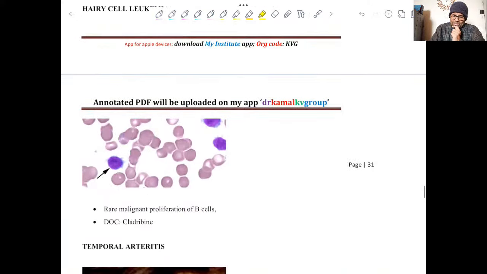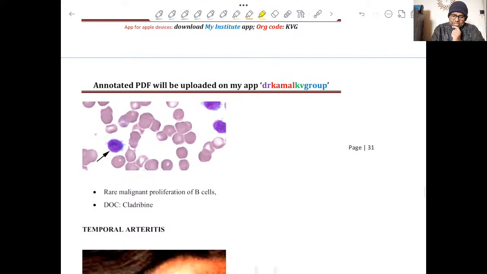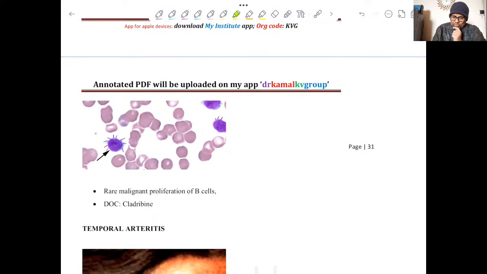Then hairy cell leukemia, you can see hair-like projections. Okay, so you can see something like this. So very easy to identify if an image is given. Clear? So hairy-like cytoplasmic processes, and this is from B cell, and cladribine is the treatment.